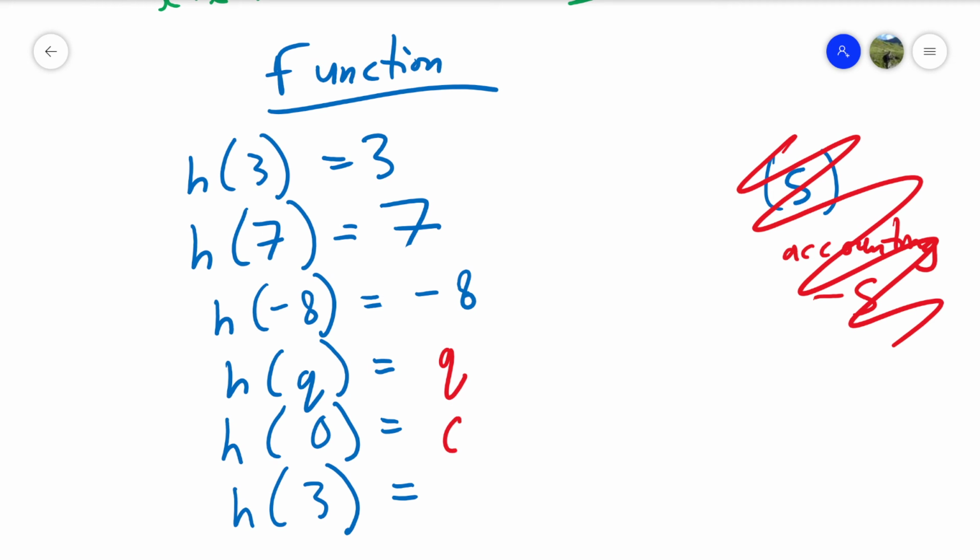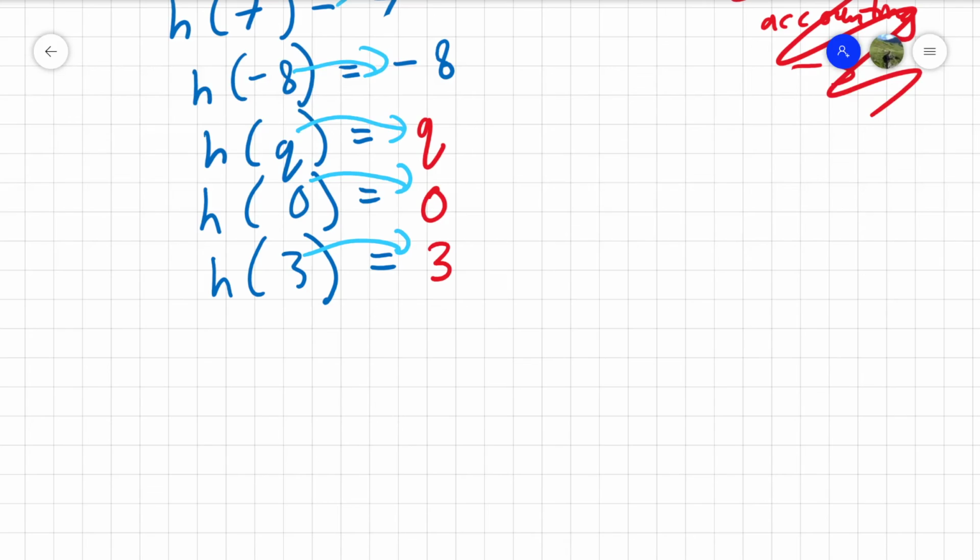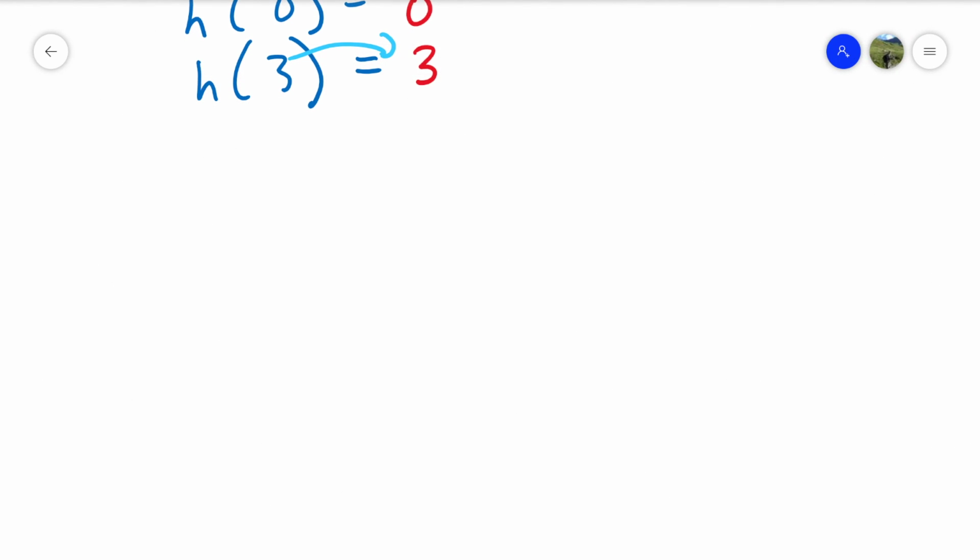Right, so what's going on here? The answers are Q, 0 and 3. Because, oh look, the number doesn't change. It's exactly the same. So if I were to start using some function vocabulary, I could say the function h simply takes a number and the output is the same number.